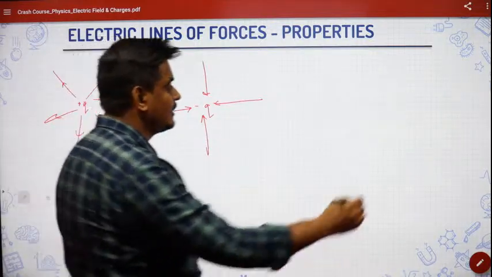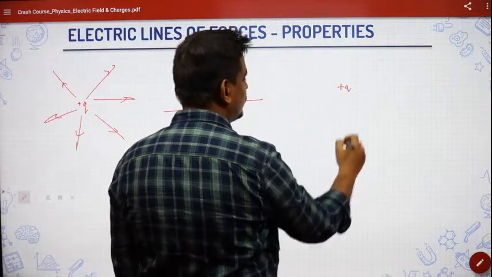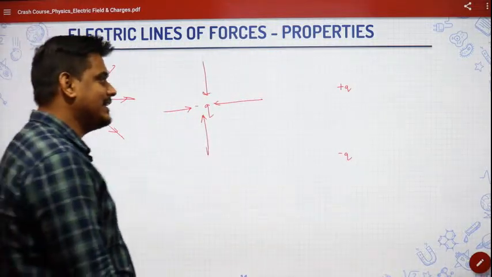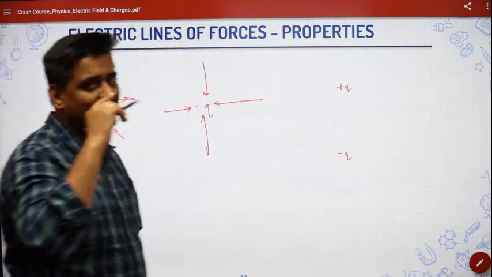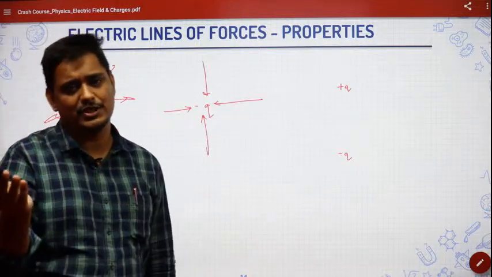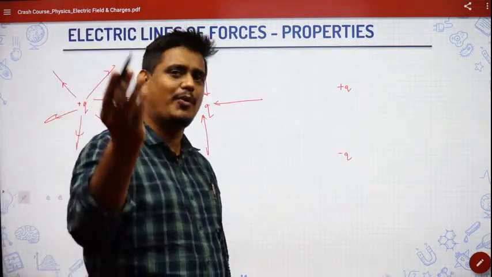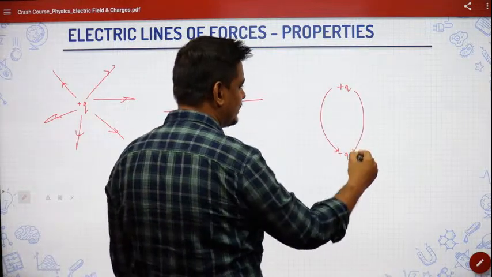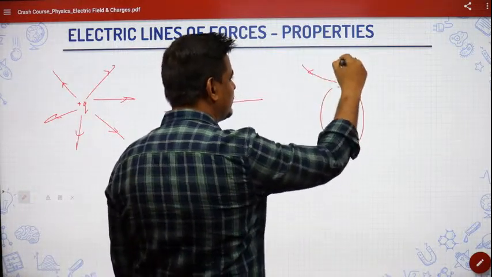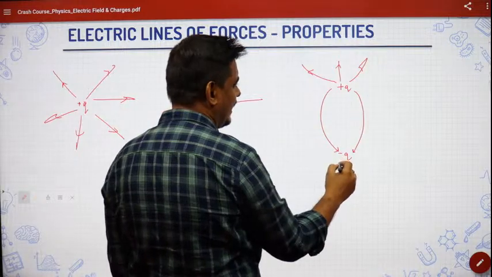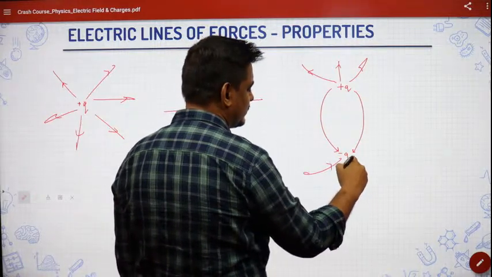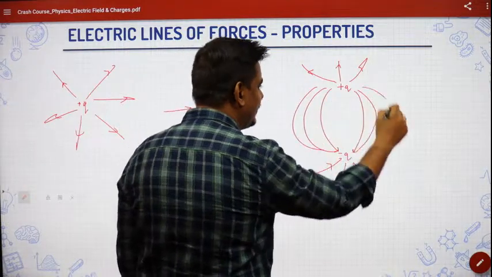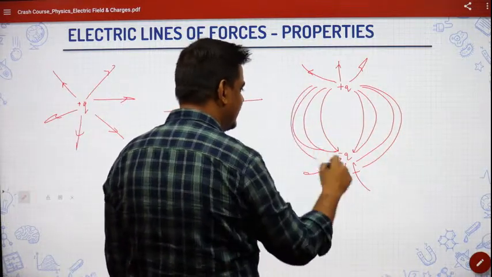If I have one charge here plus q and another charge here minus q, that is, unlike charges which are attracting each other, we know very well that the electric field lines go from positive towards negative. So it starts from here, enters here, starts from here, enters here. Like this it goes, and enters here like this. Not only that, it will be found that it is laterally bulged. It will be bulged like this, the electric lines of forces.